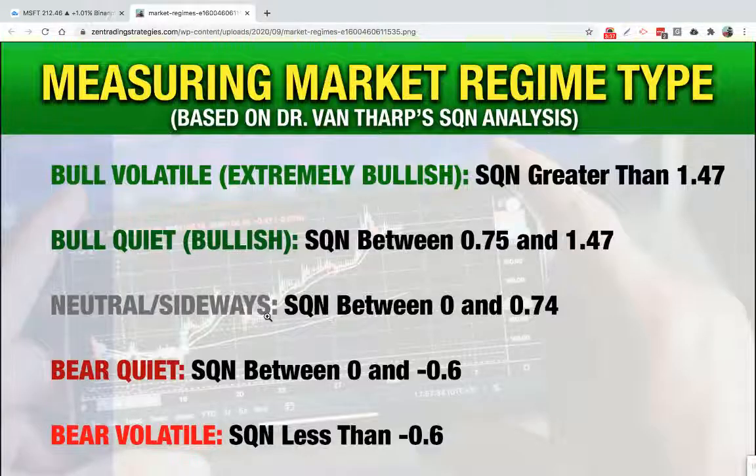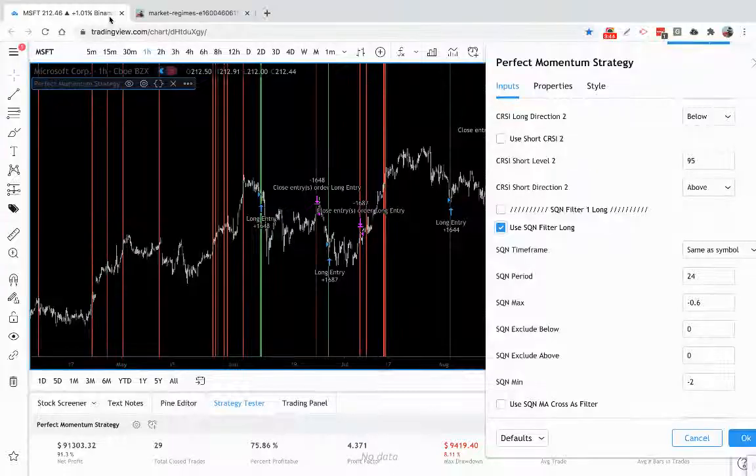And here, any bear conditions are below -0.6. So I'm just going to input that as the maximum I can look for, and the minimum I can look for, I'm going to put just a more bearish number. And let's take a look at what happens now.